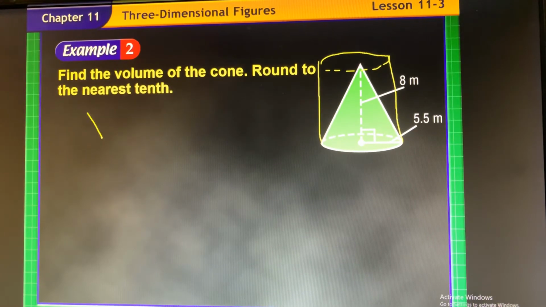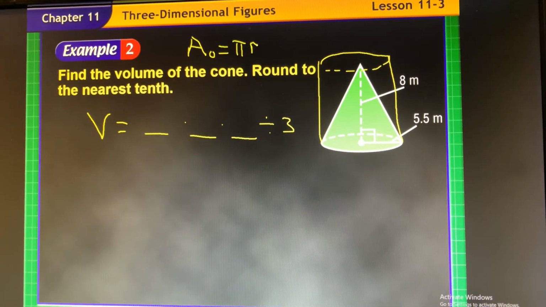So volume is equal to 3 lines divided by 3. Remember, area of a circle, pi r squared, not to be confused with circumference. So we know our answer is only going to be an approximate answer. Our radius is 5.5, and the height of the figure, like the pyramid, drops from the center down to the center of the base, creating a 90-degree angle.